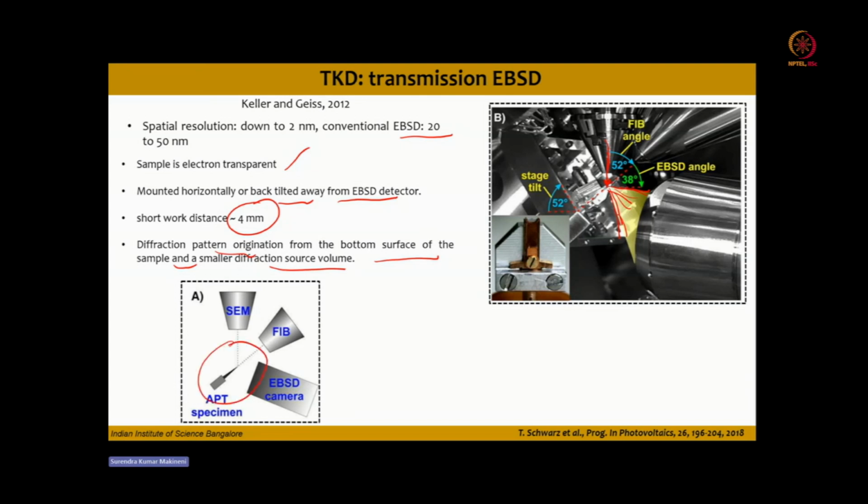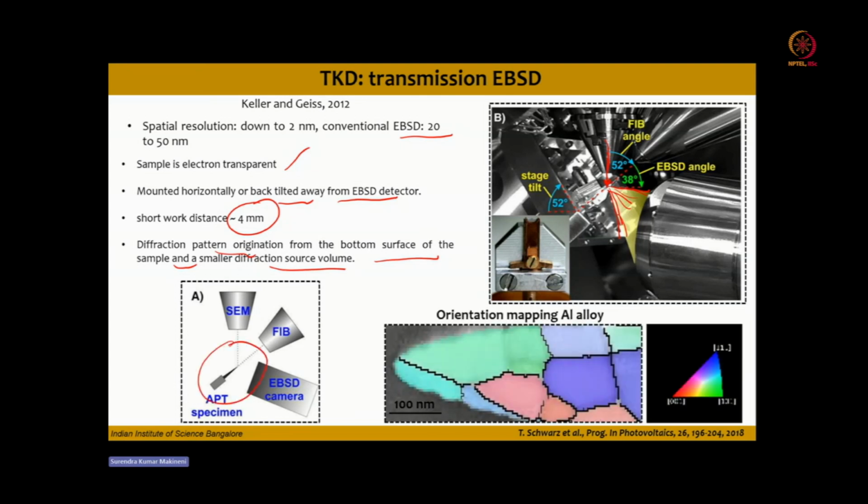So this is schematically shown, and this is for an APT needle, which is an aluminum alloy, where these aluminum alloys have different grains, and these grains can be mapped by the transmission Kikuchi diffraction. Okay, so this is related to your transmission Kikuchi.